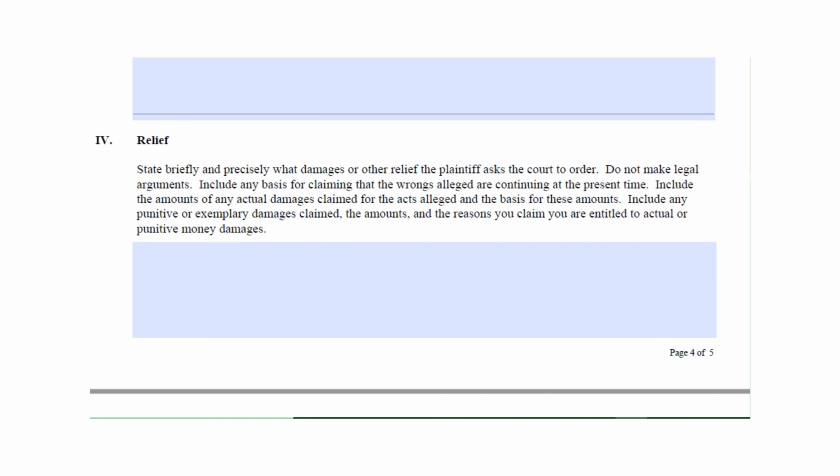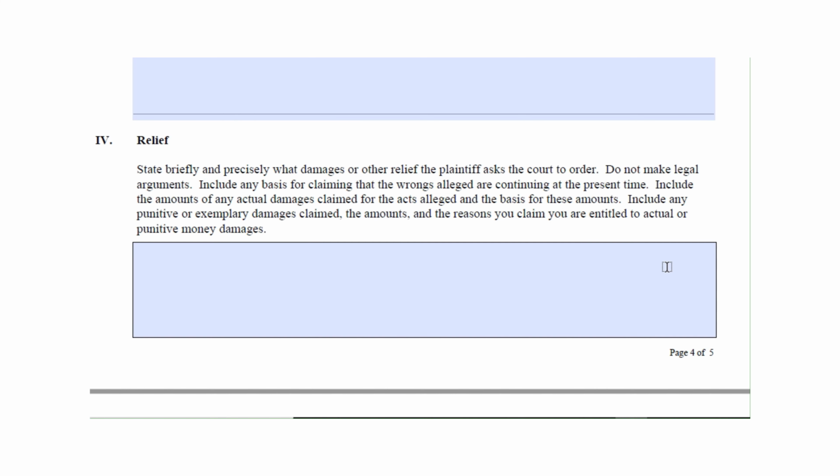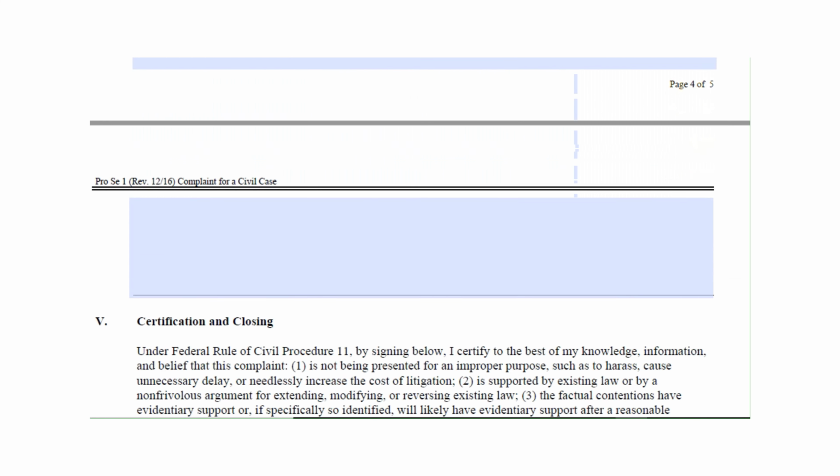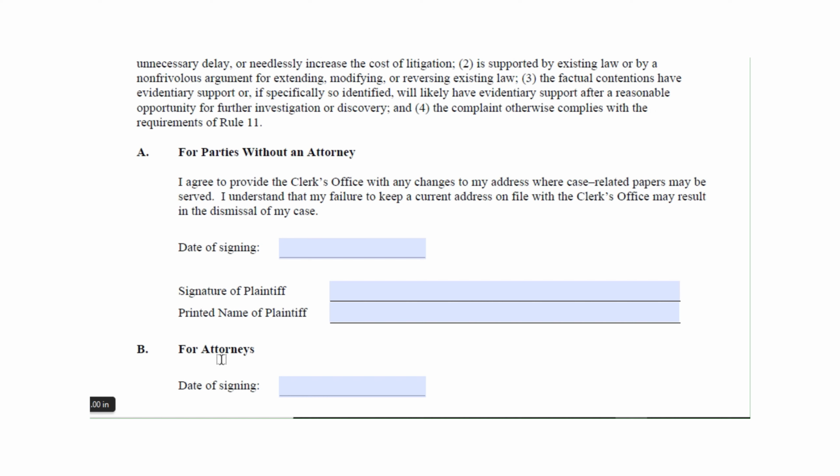And then the relief sought. You need to state your relief sought. And then your certification and closing. And for parties without an attorney. And then a part for attorneys.